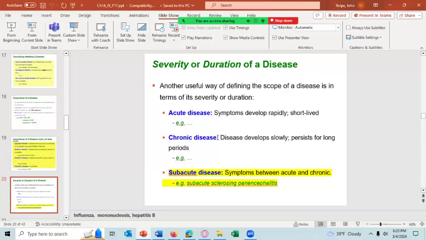A chronic disease is a disease that develops slowly. It persists for long periods of time. It usually gets worse with time. Mononucleosis is a chronic disease. Hepatitis B disease, where the liver will become inflamed, and then the patient gets hepatitis B inflammation again and again. A chronic disease.